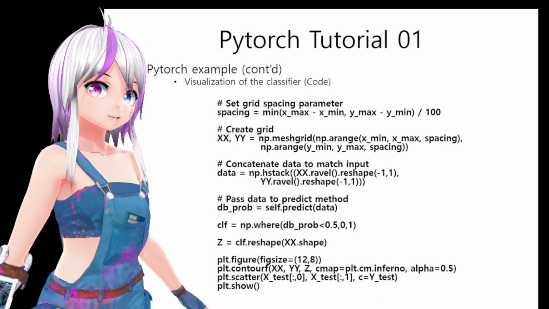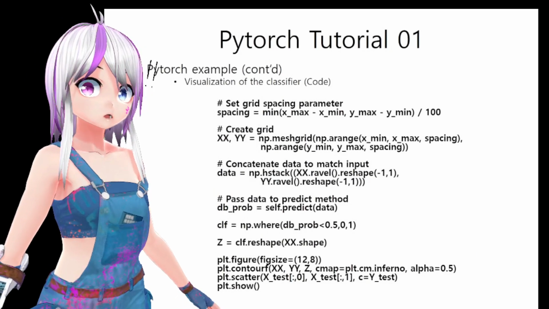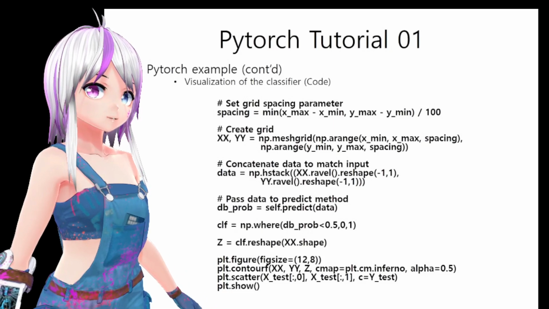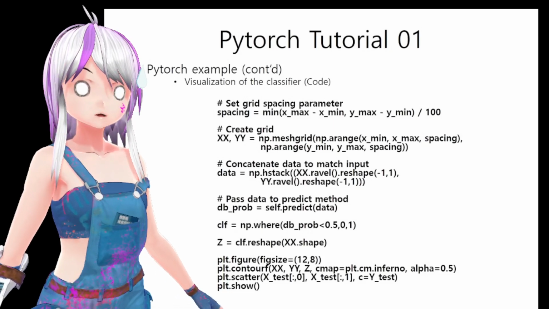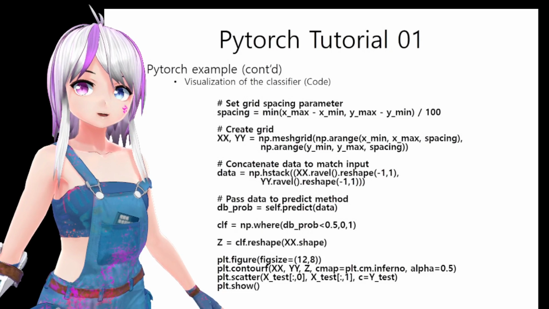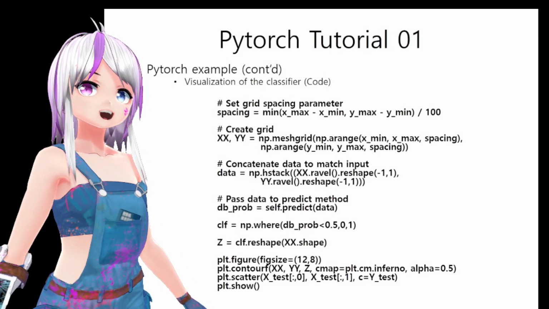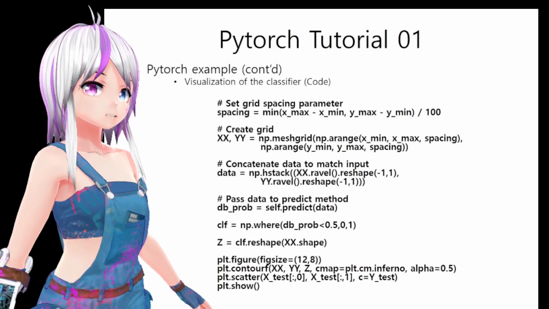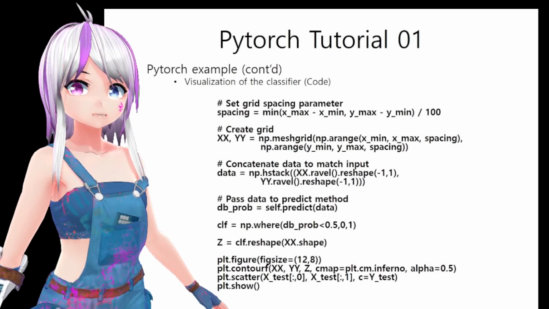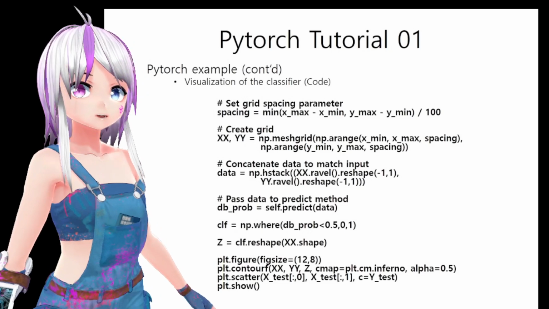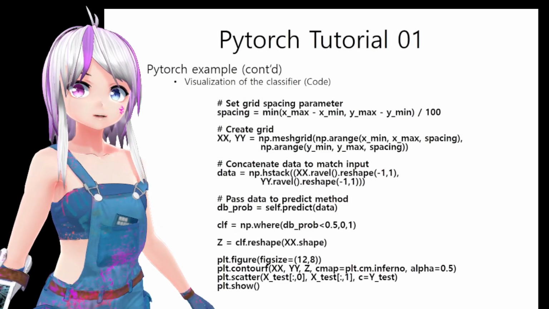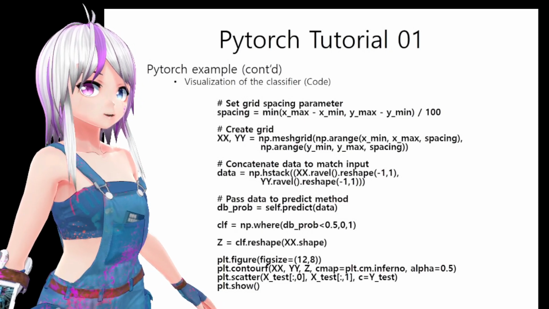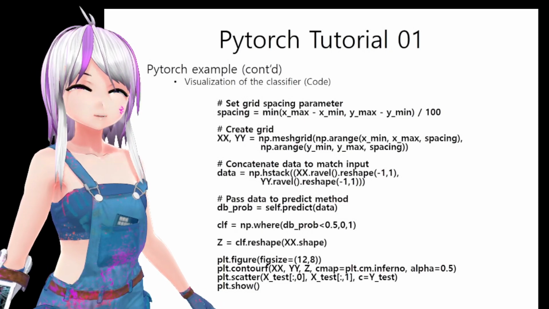And finally, we have this other part during the plotting. We set the grid spacing parameter, and we create the grid, and we concatenate the data to match the input, and we pass the data to the predict method, etc. And finally, we have this figure, control scatter the data, and the show command to plot the result.